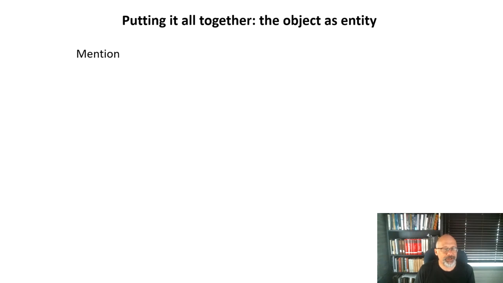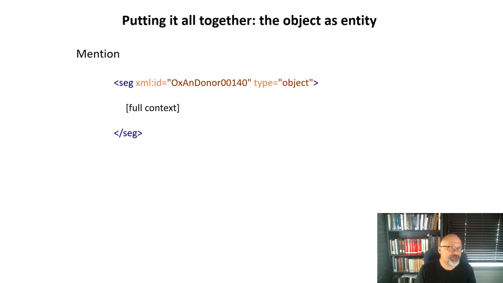Somewhat more complicated is the way we handle objects. So again, we're interested in every mention of an object and everything that is said about that object within that context of the mention. So to capture that, we use a seg element, which might include and would include all of those entities, including the object itself. So this is a mention of an object. Each mention of the object or object set or object group receives an XML ID related to that document.